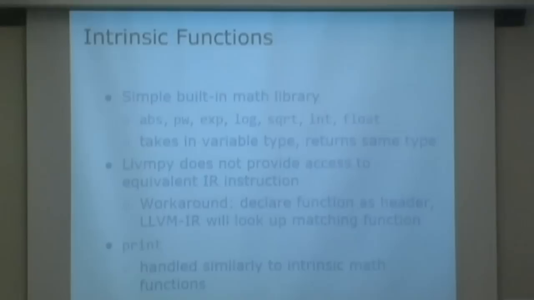For the intrinsic functions, LLVM-IR provides a very simple mathematical library of functions that are likely to be used in machine learning algorithms. Unfortunately, LLVM-IR does not provide access to these instructions directly. LLVM-IR does have a square root function instruction, but you can't call it directly using the builder. A workaround for this is basically to write a wrapper function that you can call. You define it in the header so that when you need to call square root, you can call that, and then the linking happens later. Print is handled in the same way.